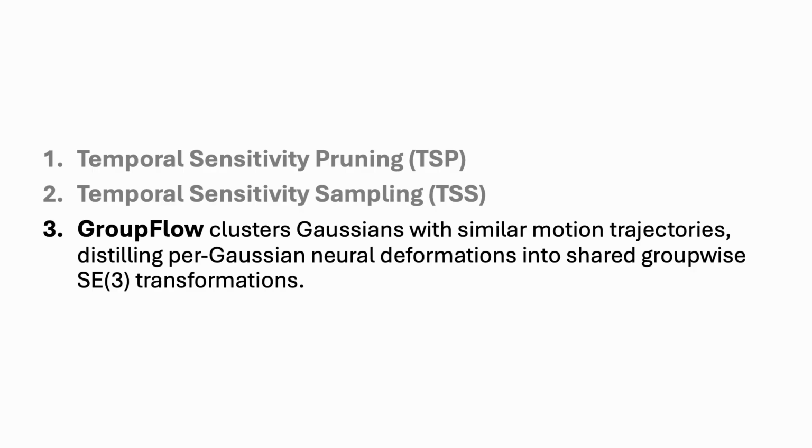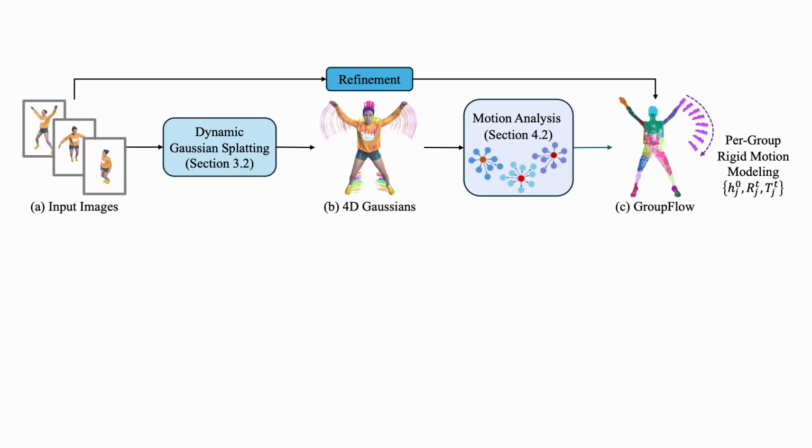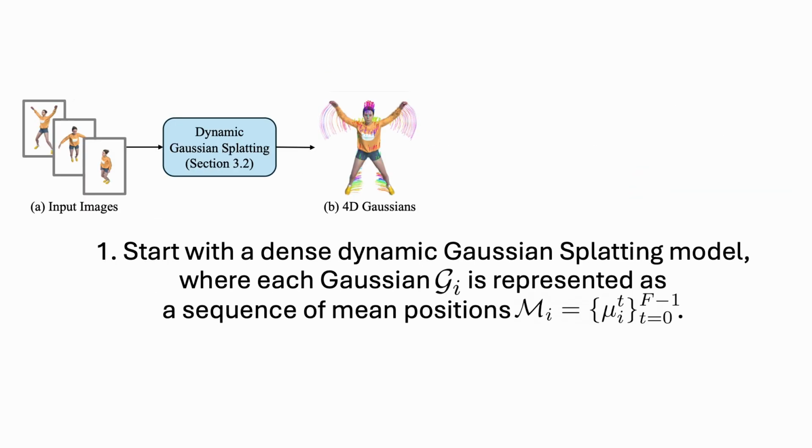Our third component, GroupFlow, clusters Gaussians with similar motion trajectories, distilling per-Gaussian neural deformations into shared groupwise SE3 transformations. GroupFlow consists of 4 steps. We start with a dense dynamic Gaussian splatting model with learned per-Gaussian neural motion. Each Gaussian is represented in 4D as a sequence of mean positions.